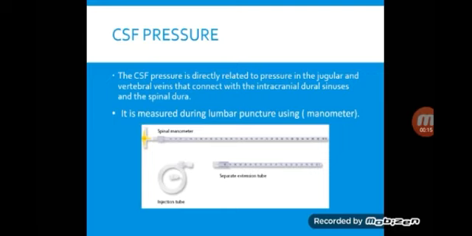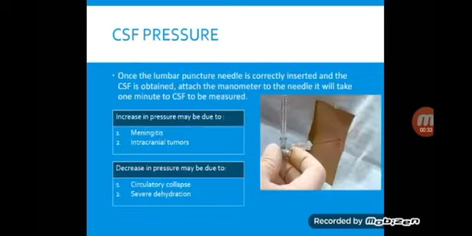CSF pressure. The CSF pressure is directly related to pressure in the jugular and vertebral veins that connect with the intracranial dural sinuses and the spinal dura. It is measured during lumbar puncture using a manometer.